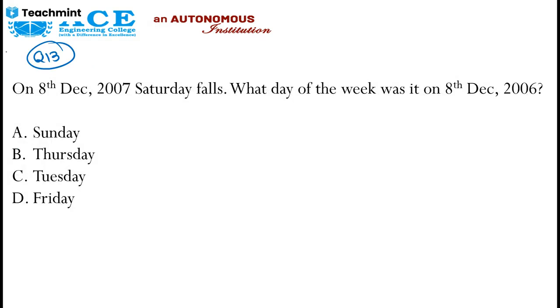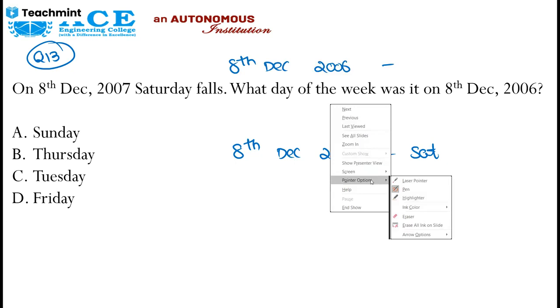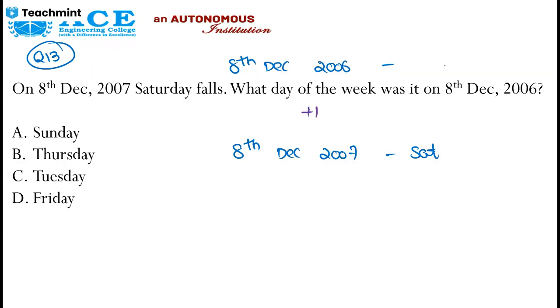If you have a doubt, you can post it in the group and we can discuss. This model has a 1 year gap. 8th December 2007 is Saturday; 8th December 2006 is the other. Both are non-leap years. We need one odd day, right? Plus 1 or minus 1, like that we have to do. Here it should be Friday. Friday plus 1 only becomes Saturday. One odd day, for a non-leap year.